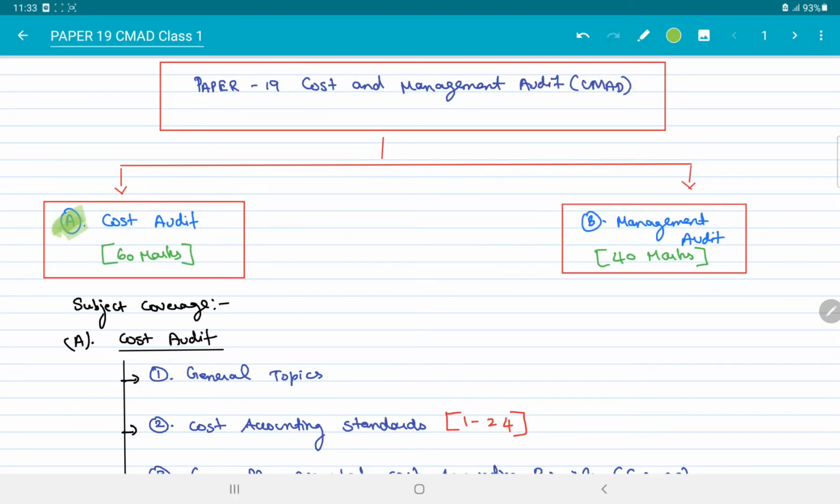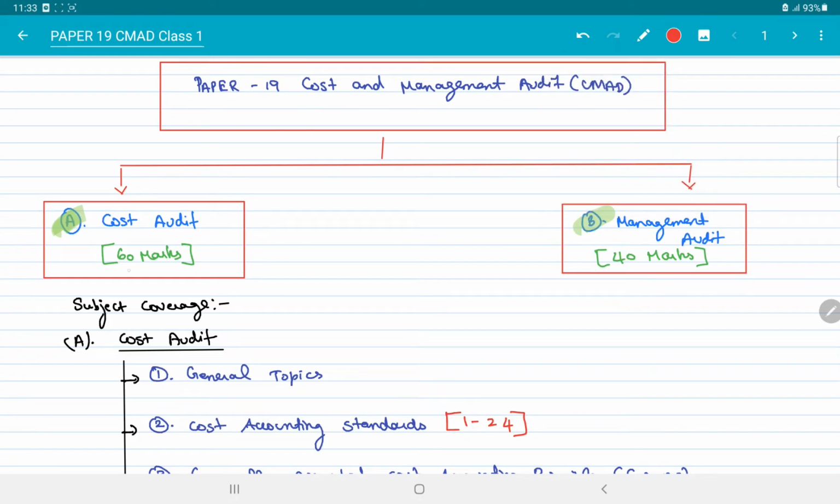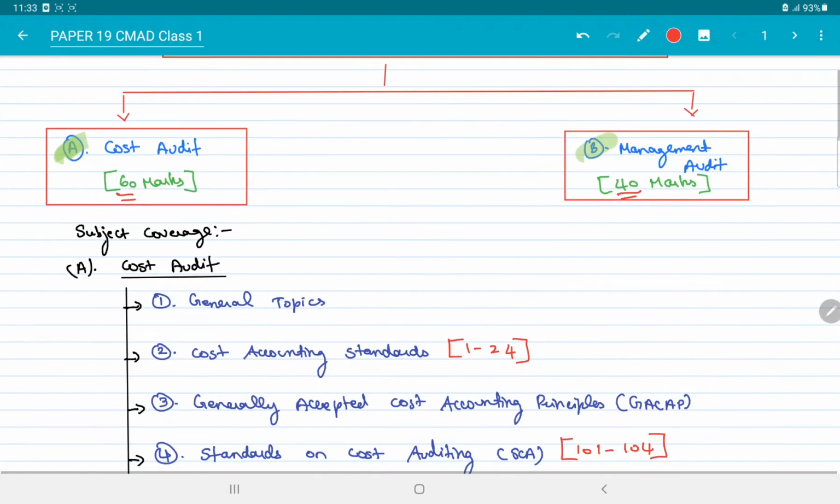Section A is cost audit. Section B is management audit. And the weightage of section A is 60 marks and the weightage of management audit is 40 marks out of 100.